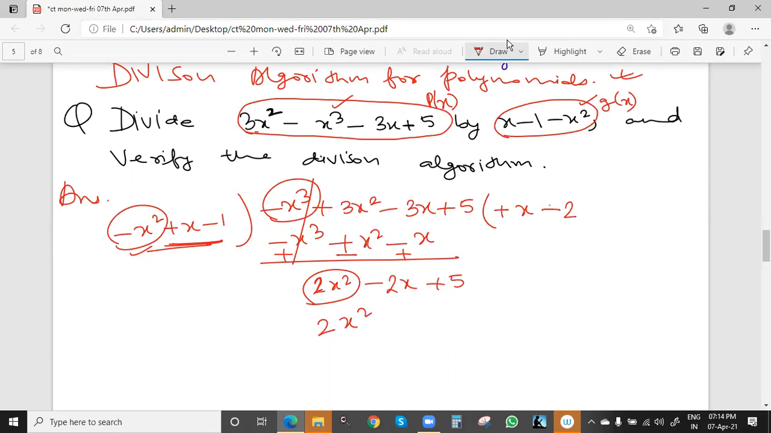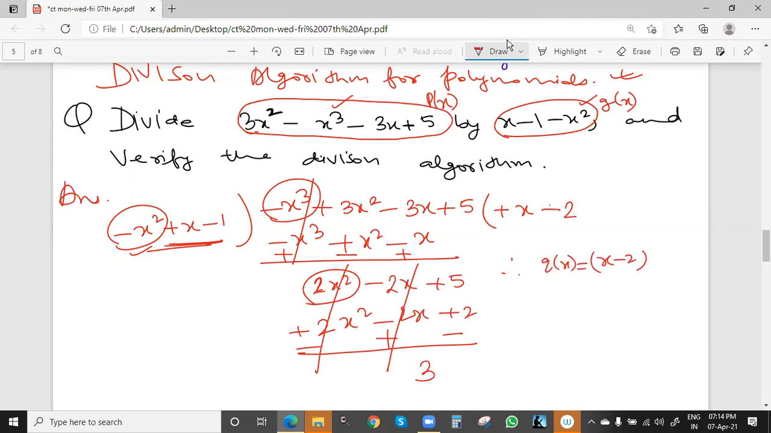And now we have taken minus 2. So minus 2 into minus x square gives plus 2x square. X into minus 2 will be minus 2x and plus 2. Then plus minus plus minus cancel, and the remaining will be 3. Hence we can write qx. Qx will be equal to, qx means polynomial in terms of x, that is x minus 2 in bracket, and this rx, the remainder value, is only 3.